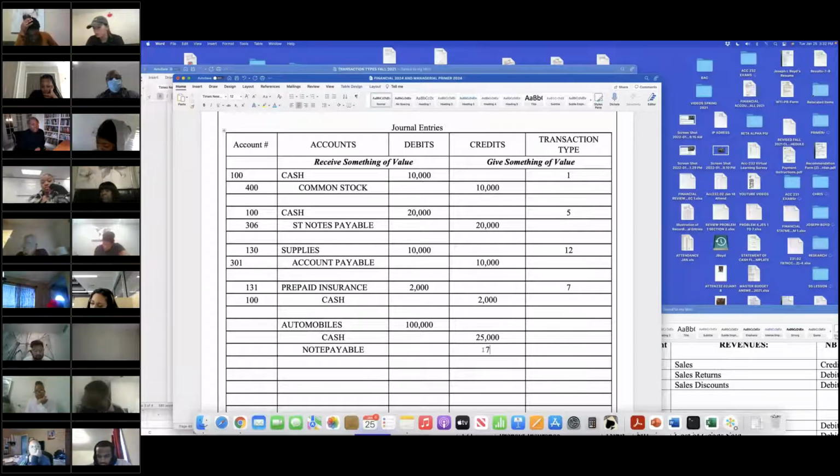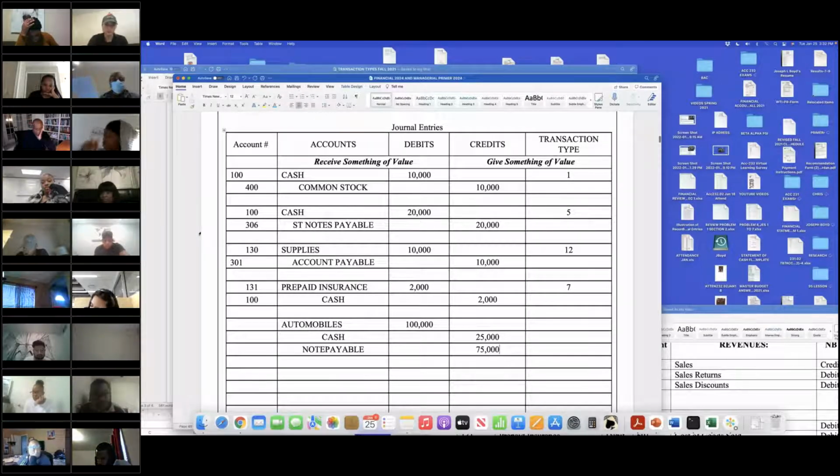What's the account number for automobiles? 210. What's the account number for cash? 100. The account number for note payable, which is long-term, is 350. So two things happen here.